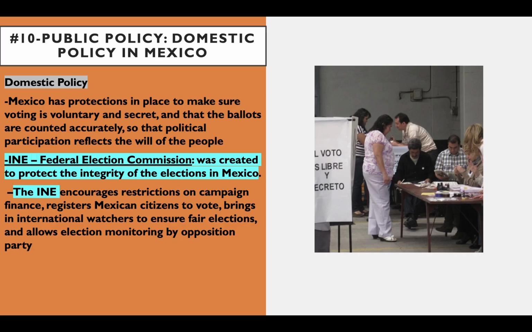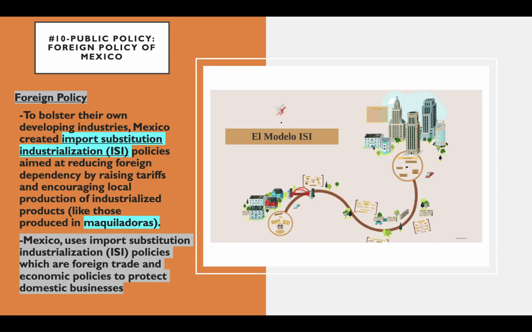You need to know, because of the year 2000's election and the claims of election fraud, they created the Federal Election Commission. The Federal Election Commission is the most popular government project in Mexico. People really like it and people really trust it, Desmond. So because of that, it is super effective, and it has helped their democracy significantly.